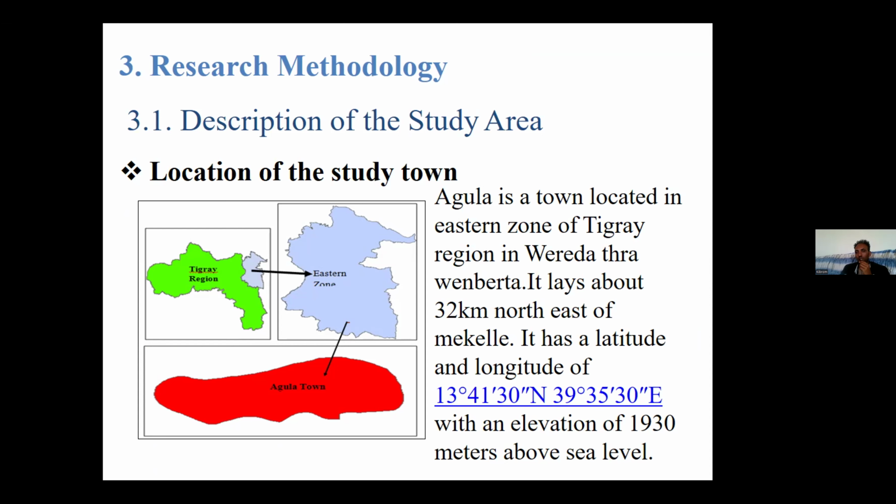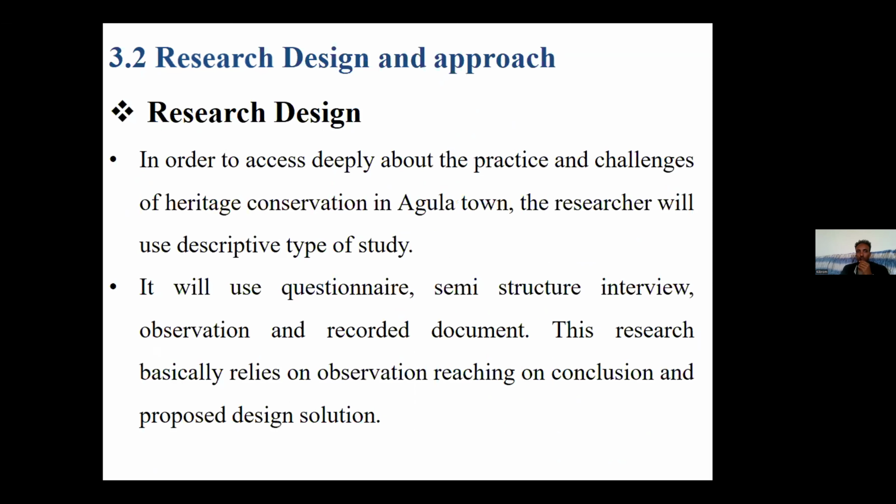Agulae is a town located in the eastern zone of Tigray region, in Warada Srawan Barta, by the new Warada arrangement of Tigray. Agulae is administratively located in Srawan Barta. It lies about 30 kilometers northeast of Melat, with an elevation of 190 meters above sea level. That is the general description of the site. When you see the research design and approaches, my research design is meant to assess deeply the practice and challenges of heritage conservation.